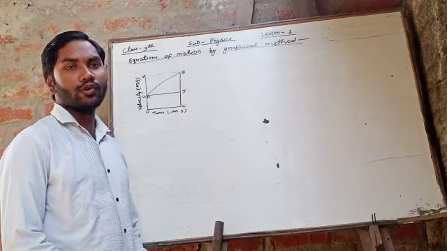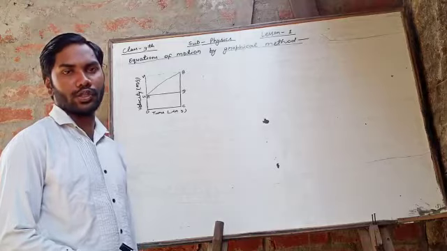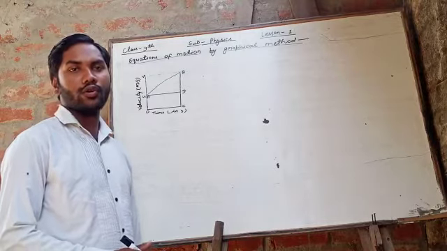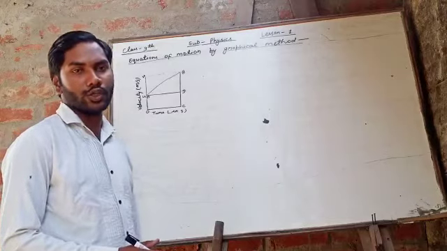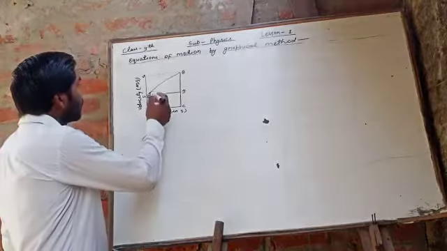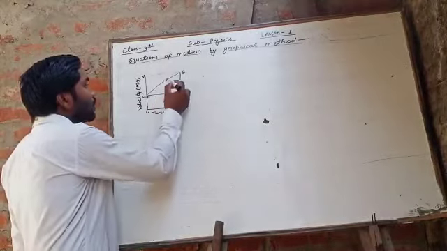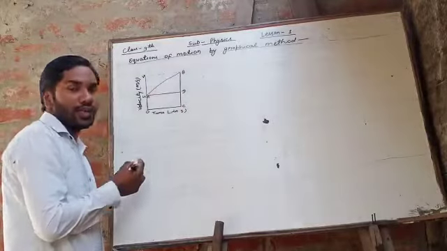In the previous video, we discussed the derivation of the first equation of motion. In this video, we are going to derive the second equation of motion. For this, here is given a graph of uniform velocity.